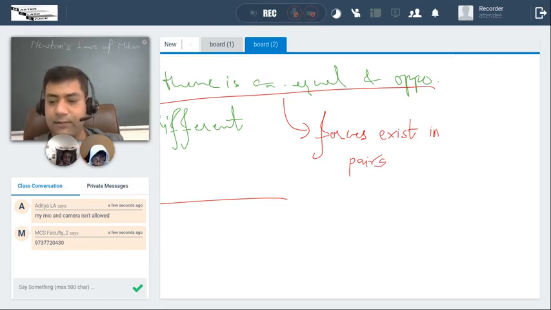So Aditya, please tell me, what is the reaction pair of mg? The reaction pair for mg would be from the center of gravity this way.